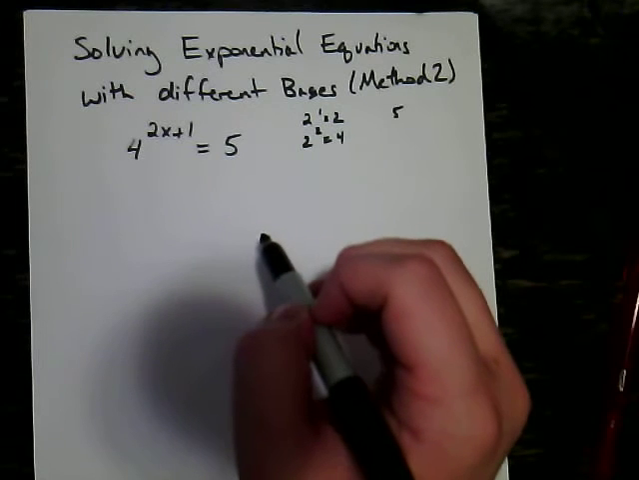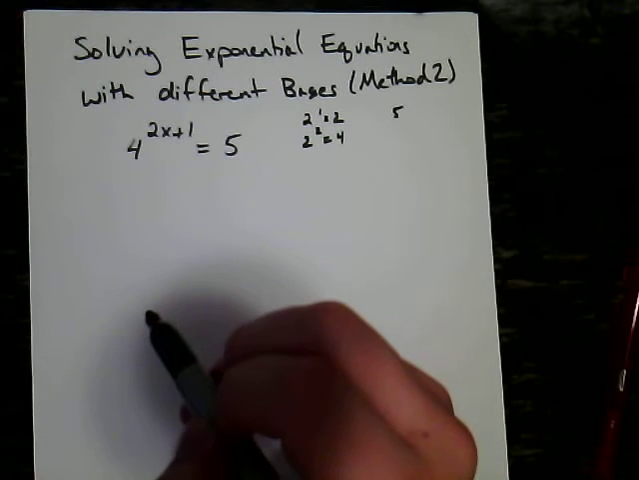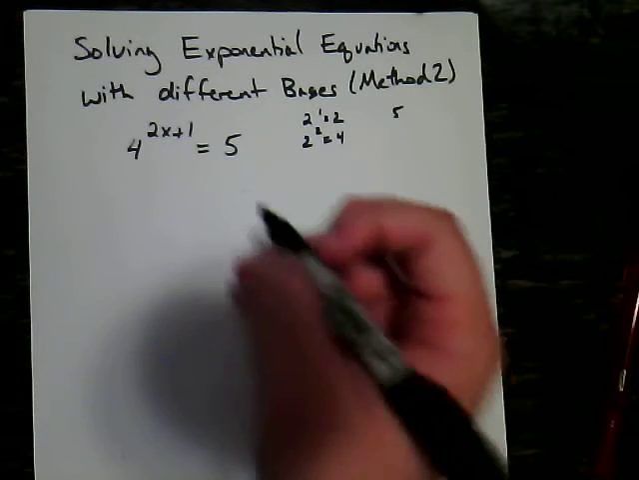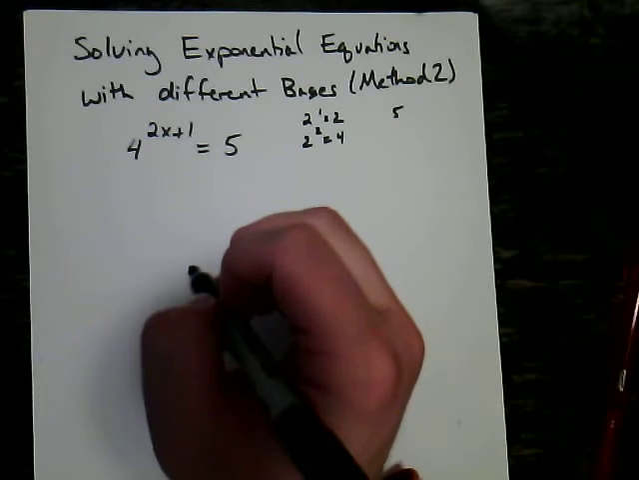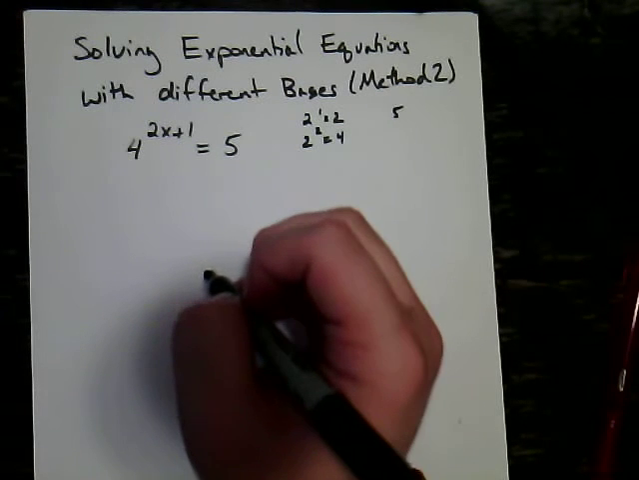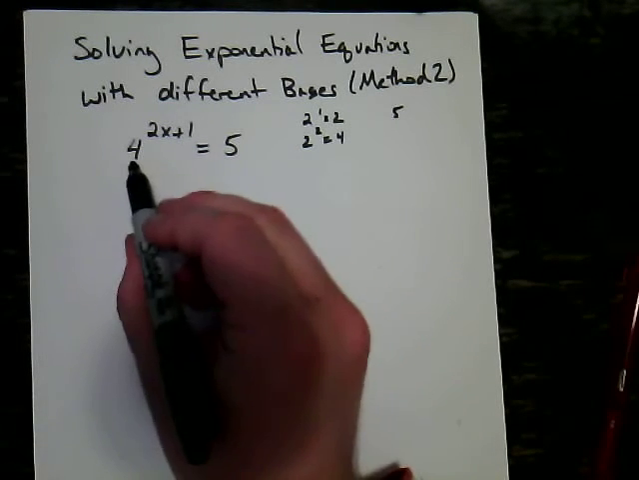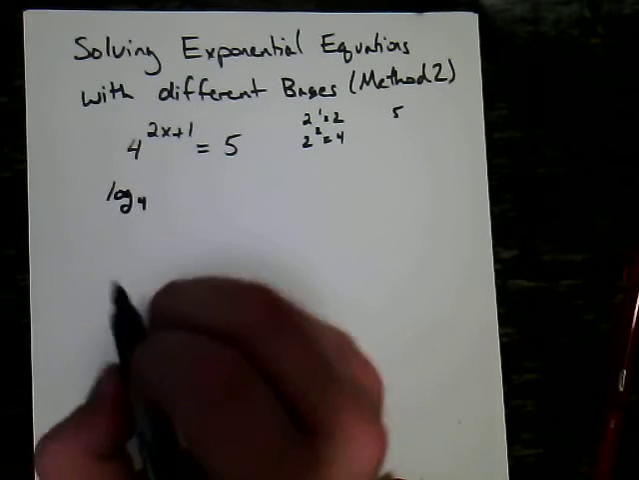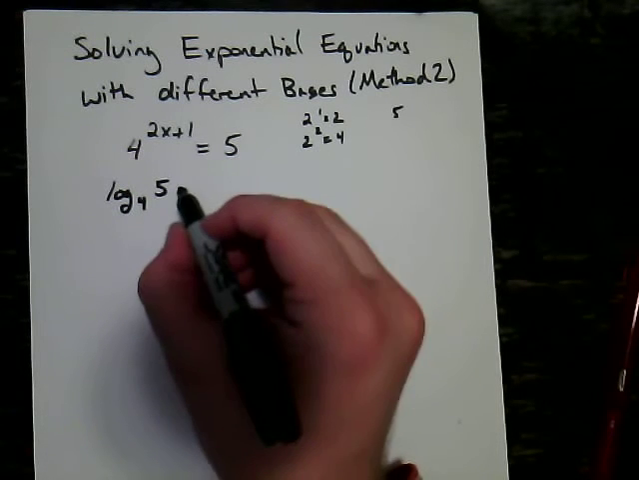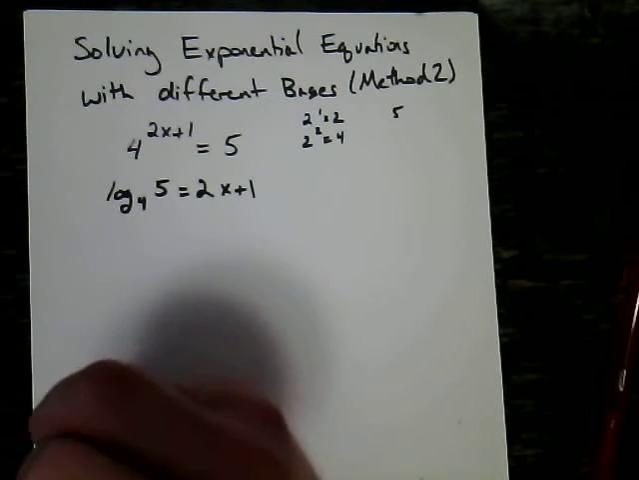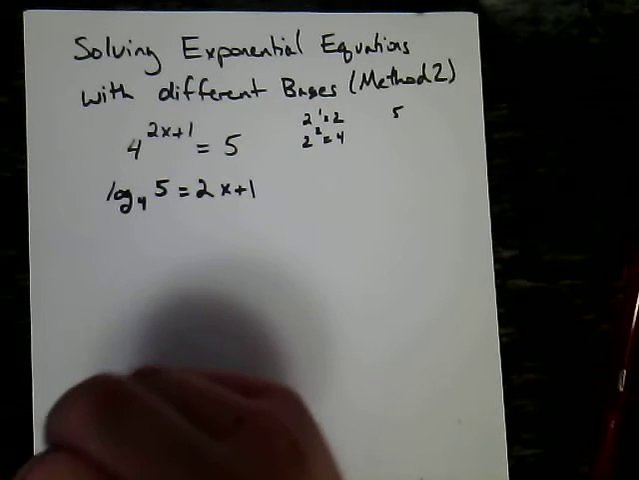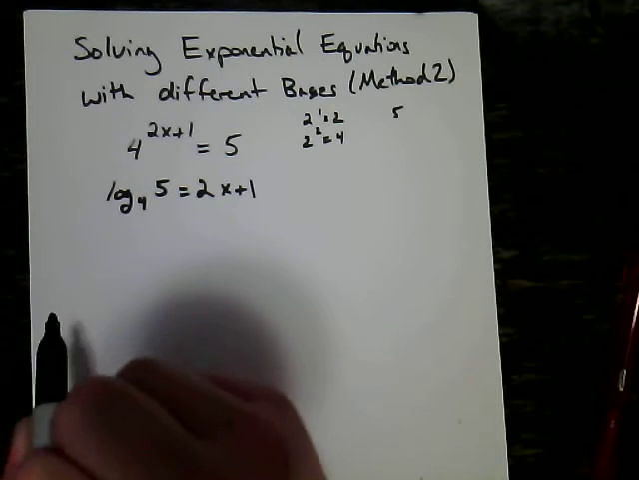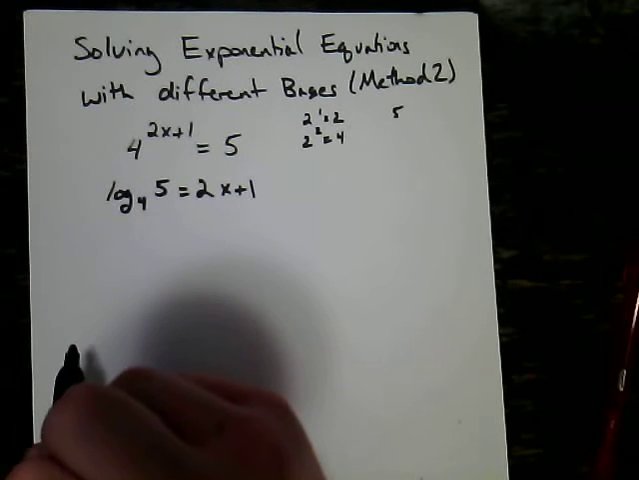A week or two ago we talked about rewriting exponential equations into logarithmic notation. And that's something that we thought was rather simple, because all we were doing is rearranging parts into an order that made sense once we looked at a pattern. So if we rewrite this into logarithmic notation, we have log base 4 of 5 equals 2x plus 1. Now the one tricky thing is if we want to evaluate log base 4 of 5, our calculator might be able to give us that.